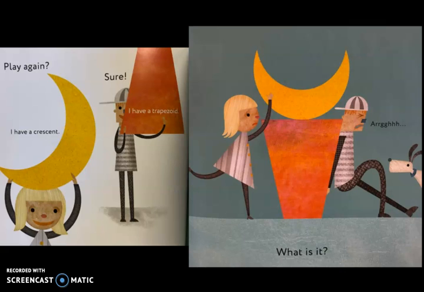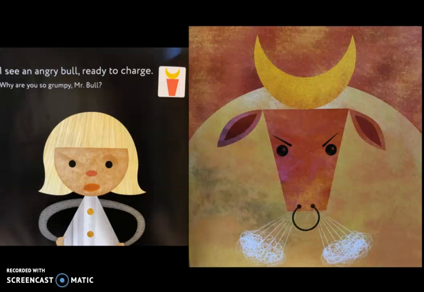Sure. I have a crescent and I have a trapezoid. What is it? I see an angry bull ready to charge. Why are you so grumpy, Mr. Bull?